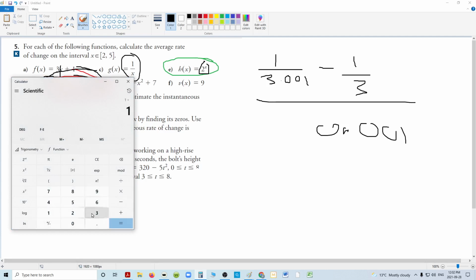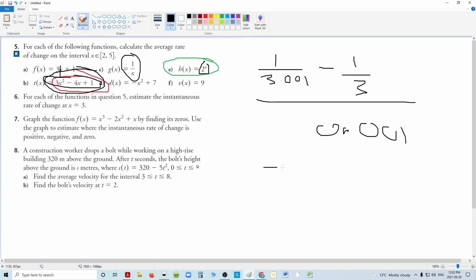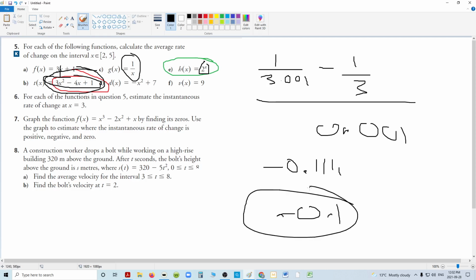1 divided by 3.001 minus 1 divided by 3, which is 0.333, and equals. So I get this whole thing, and I'm going to divide it by my h. And I get a slope of about negative 0.1, and here I get this. And that's not too bad. Remember that our actual answer before was negative 1 over 10.